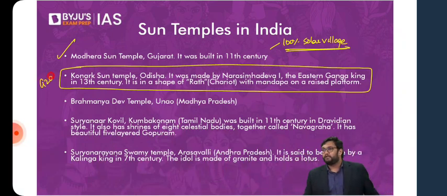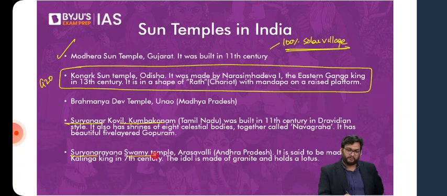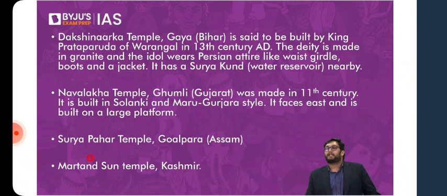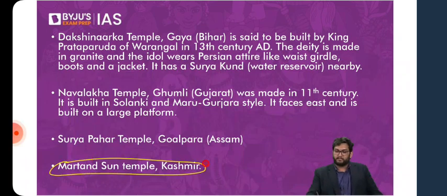You need to be very clear that the Brahmanya Dev temple in MP and the Suryar Kovil are very easy because it says Surya in itself. And here also it is the Surya Narayan Swami temple in Andhra Pradesh. That is why UPSC can't ask you a question out of these two, because the word Surya is already there in the name, thankfully. However, the Dakshinaka temple, the Martand temple in Kashmir, was also in the news recently.